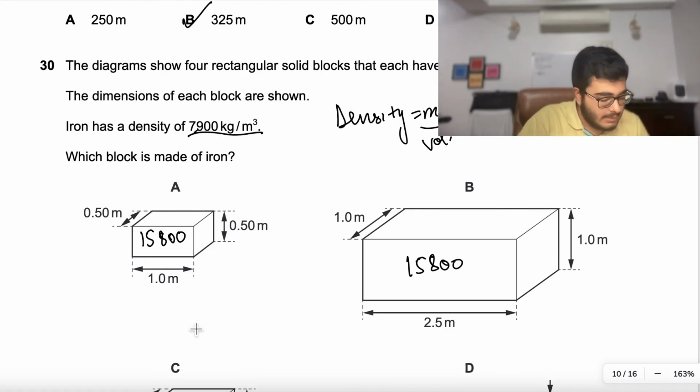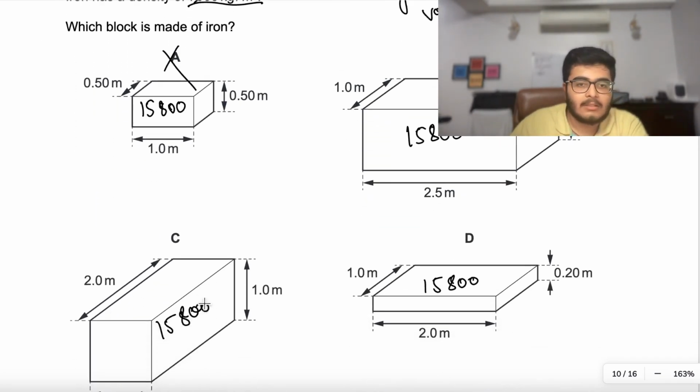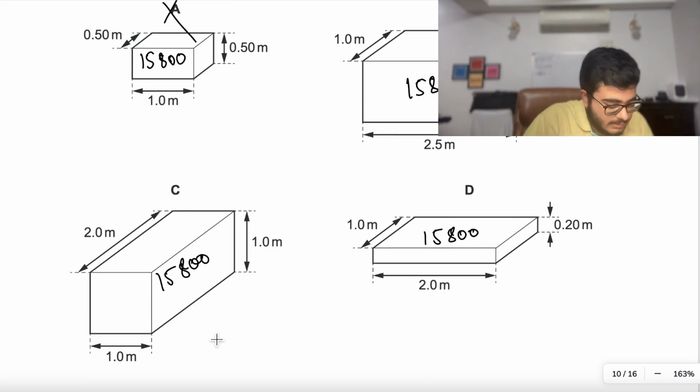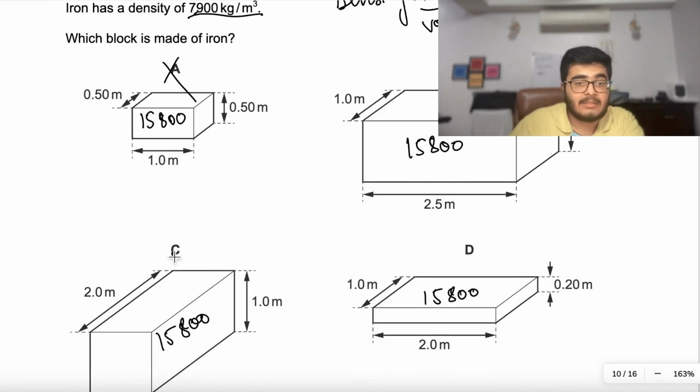Okay, let's see the first one. So we have 15800 divided by 0.50 into 1 into 0.50, which is 63200. Nope, this is not the correct answer. Let's do the downward one. So 1 into 1 into 2 in the denominator, that's it, nothing has to be changed. Correct. So the correct answer for this question is C part.